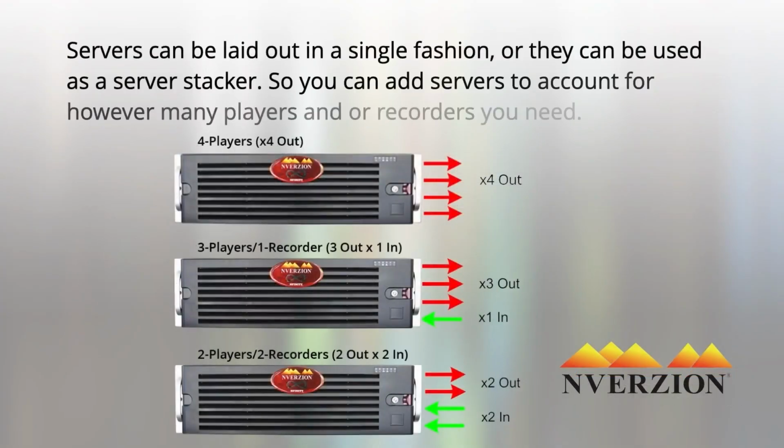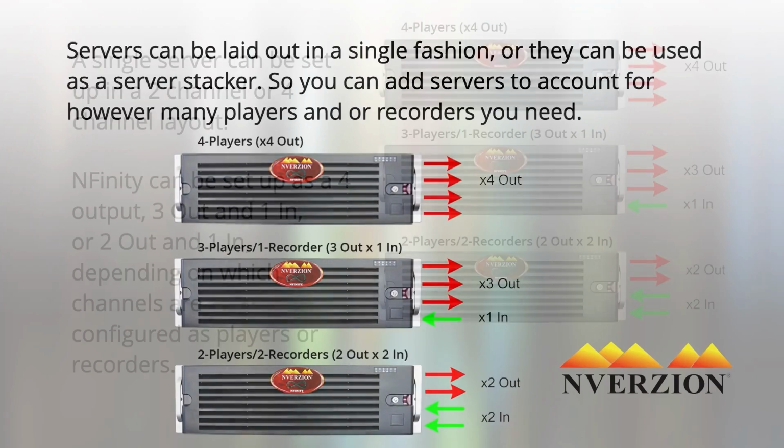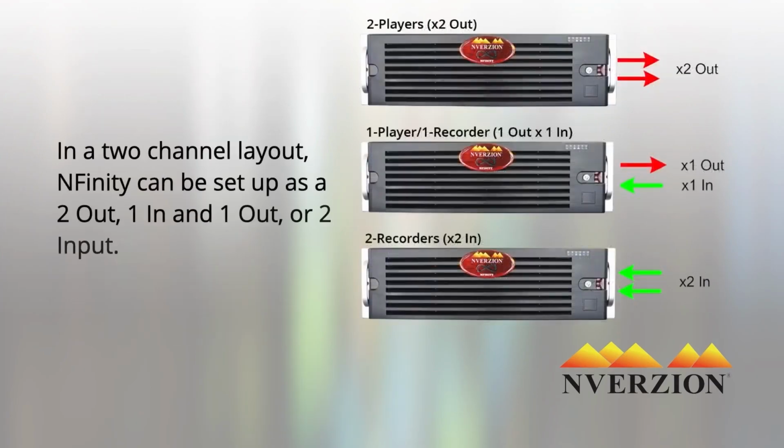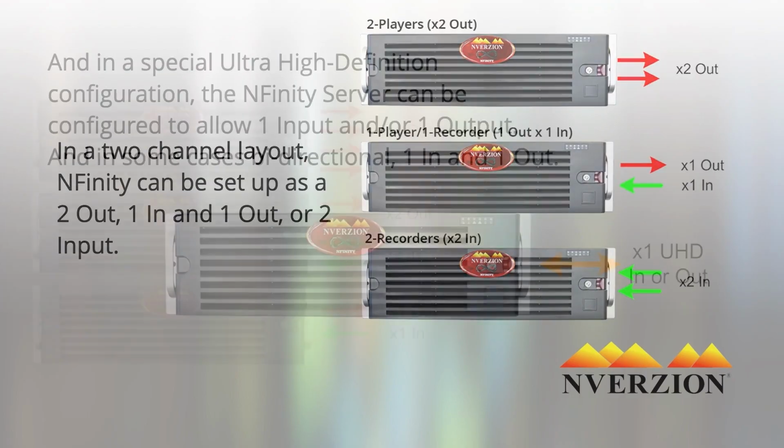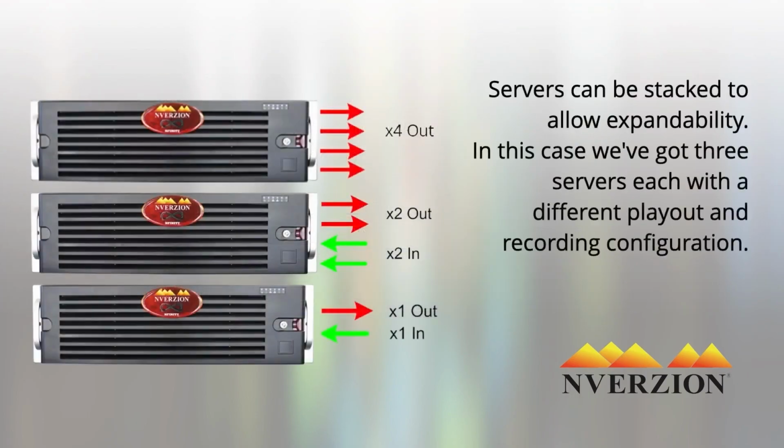Servers can be laid out in a single fashion or used as a server stacker. You can add servers to account for the needed number of players and recorders. In a two-channel layout, NFinity can be set up as a 2-out, 1-in, 1-out, or 2-input. Servers can be stacked to allow for expandability. In this case, we have 3 servers, each with a different playout and recording configuration.